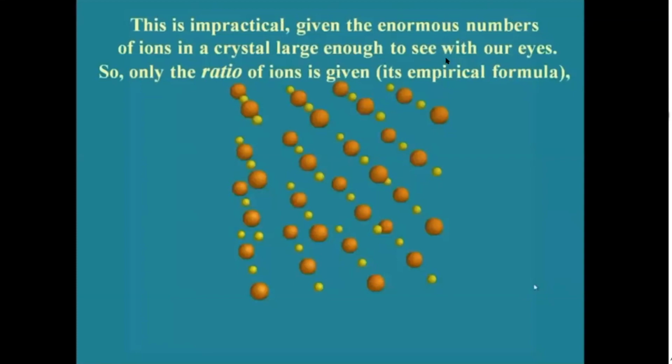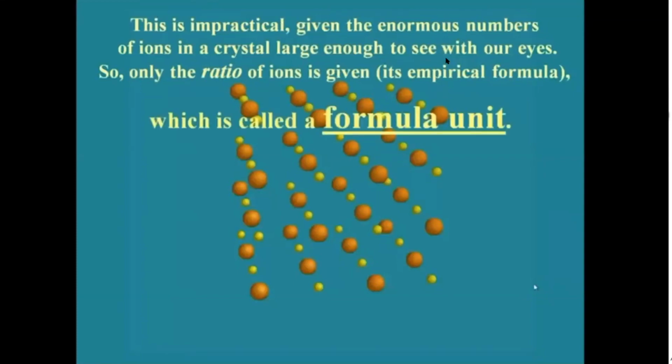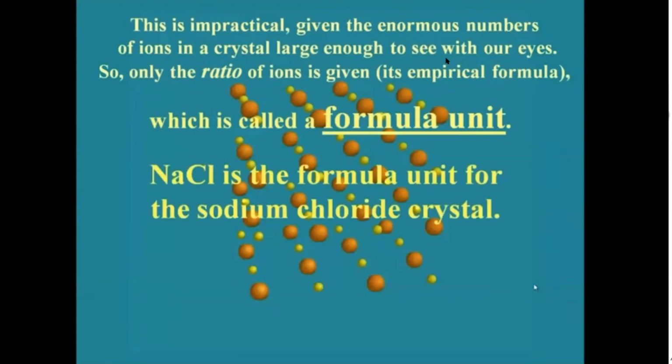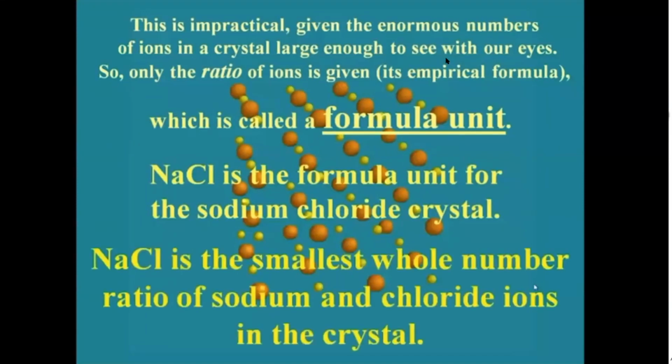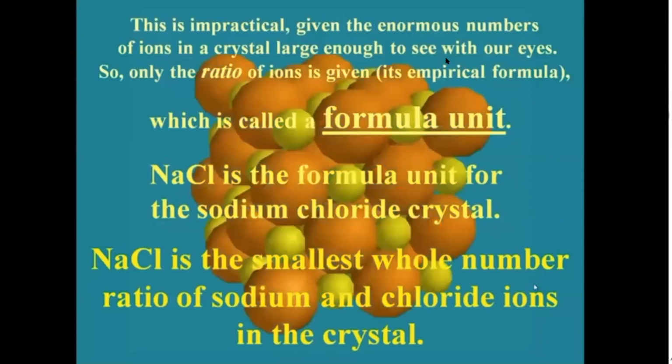So only the ratio of ions is given, and that would be its empirical formula. But we call the empirical formula of an ionic compound the formula unit. And sodium chloride is the formula unit for the sodium chloride crystal. And it is the smallest whole number ratio of sodium and chloride ions in the crystal. So all formula units are the smallest whole number ratio of the ions in the crystal. That goes for all formula units.